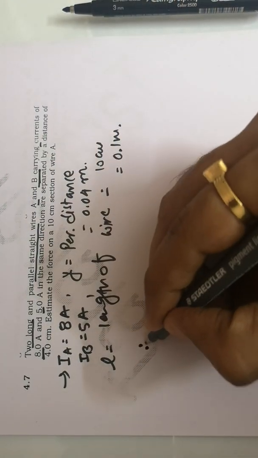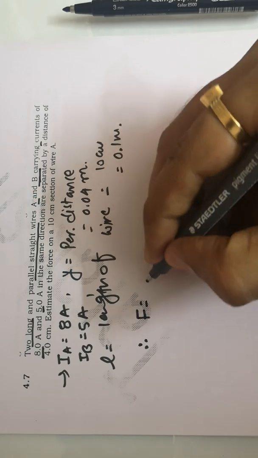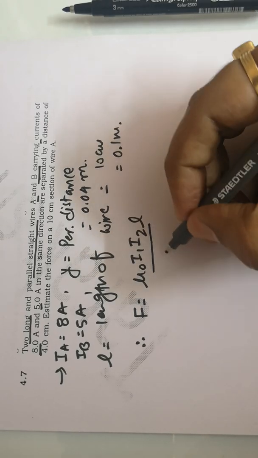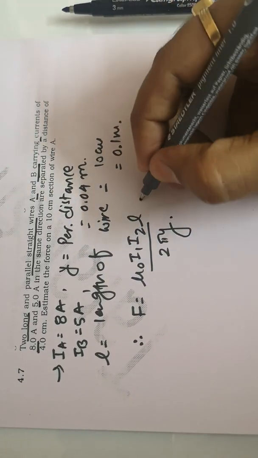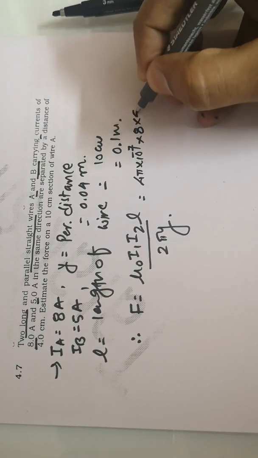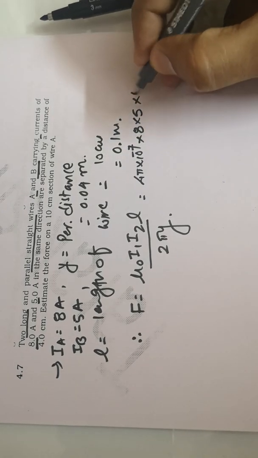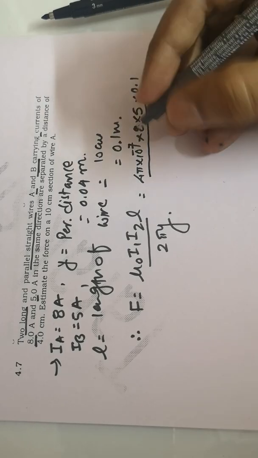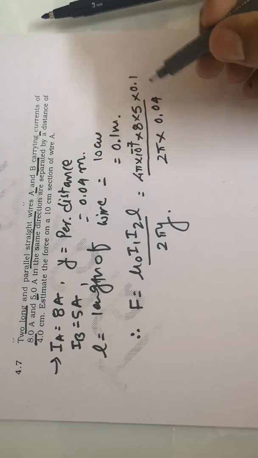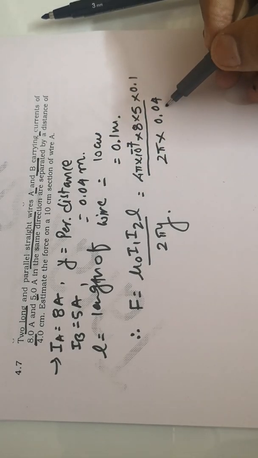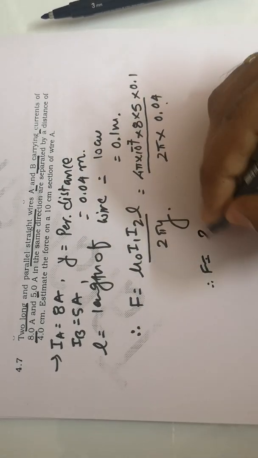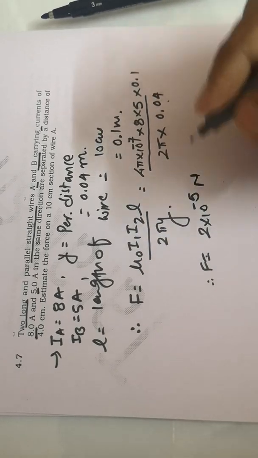You are aware that whenever you have two such current carrying wires, my formula is equal to mu 0 I1 I2 L divided by 2 pi y, where y is my perpendicular distance. I am putting in all the data: 4 pi cross 10 to the power minus 7, 8 amperes, then 5 amperes. My length would be 0.1. I am putting 2 pi as it is, and my perpendicular distance is 0.04. The 2 pi cancels, 8 converts in terms of 2, and then 5 and 2. So I get the force as 2 cross 10 to the power minus 5 newtons.